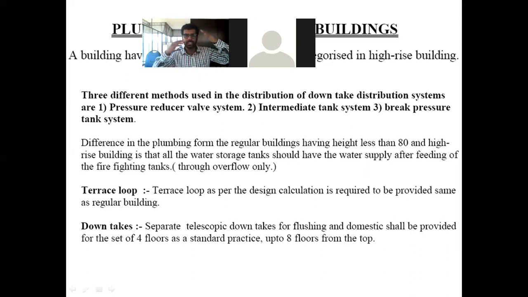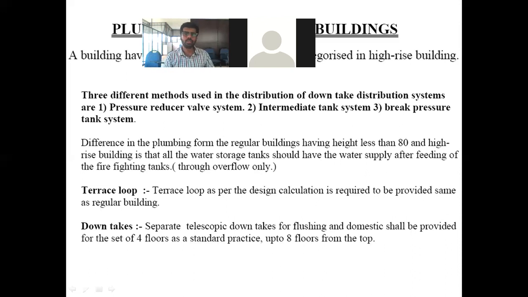Just imagine there are four different toilets in the four corners of this terrace. You can just give a round loop, the water loop. From that loop, you can take an individual pipe supply to each of the four corners. That is called the loop system, the terrace loop.